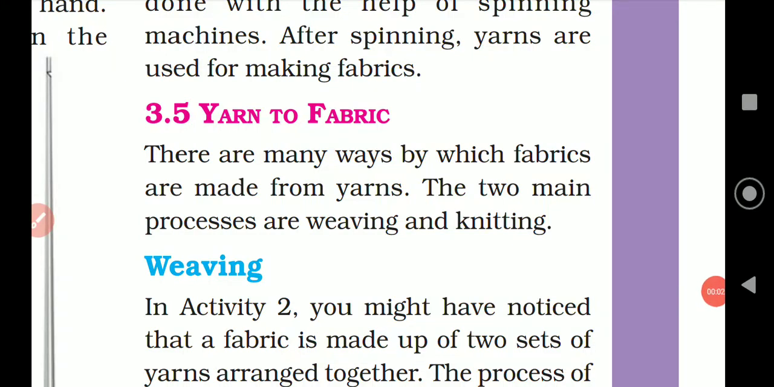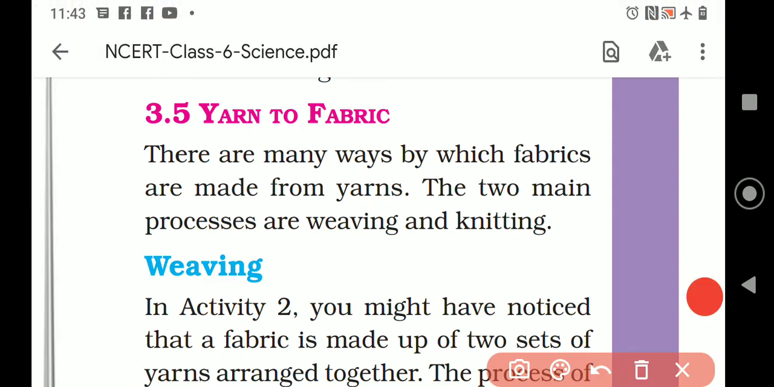Yarn to fabric. There are many ways by which fabrics are made from yarns. The two main processes are weaving and knitting. Okay, let's move to weaving first.